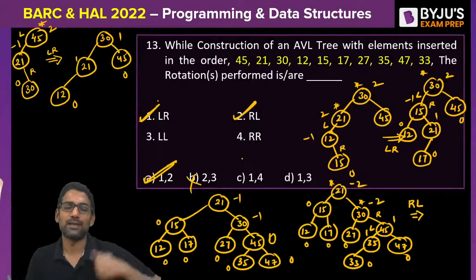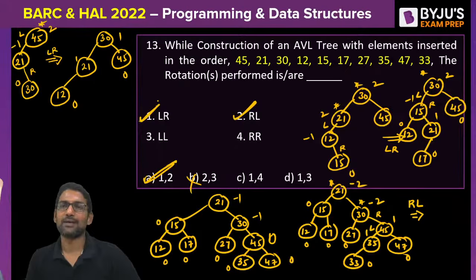33 is smaller than 35, so it is inserted as left to 33, left to 35. Calculate balance factors. 35 balance factor 1, 45 balance factor 1, 30 balance factor: left subtree height is 1, right subtree height is 3. So 1 minus 3 is minus 2. Similarly, 21 balance factor: left subtree height is 2, right subtree height is 4. So 2 minus 4 is minus 2.